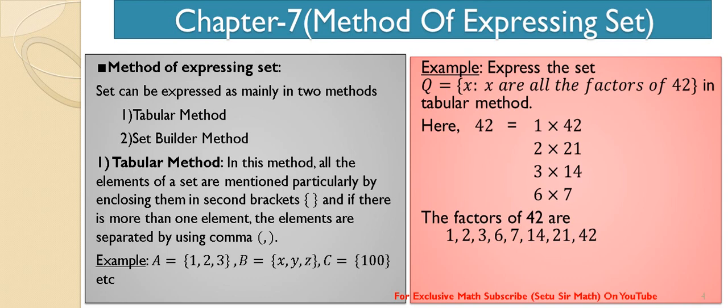Here you can see in the question that x such that x are all the factors of 42. That means we have to find all the factors of 42, and if we write these factors in between curly brackets, we find the set Q. So here I write the required set Q = {1, 2, 3, 6, 7, 14, 21, 42}. That means I have written down the factors of 42 in between the curly brackets. That is our required set.